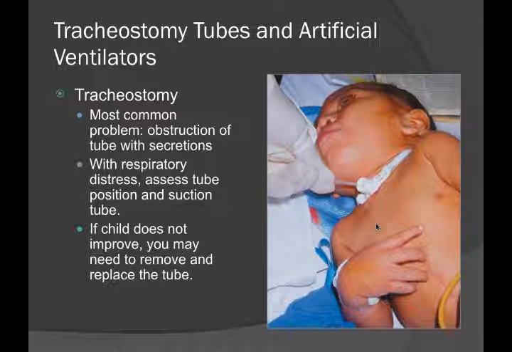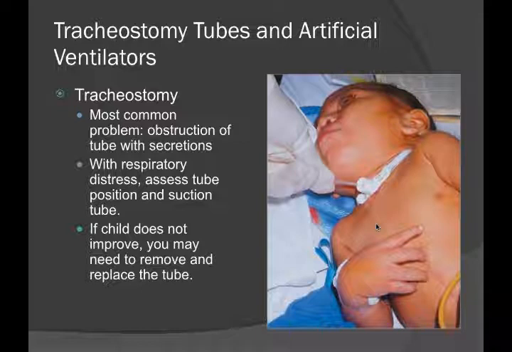So one of the most common reasons EMS is called for children with special healthcare needs is trach plugging. And it's typically with secretions, either just a result of their inadequate normal hygiene, or increased secretion production that you'll see with pneumonia or an upper respiratory infection. And so you want to assess the tube position, suction the tube, and if the child does not improve, you may need to remove and replace the tube.